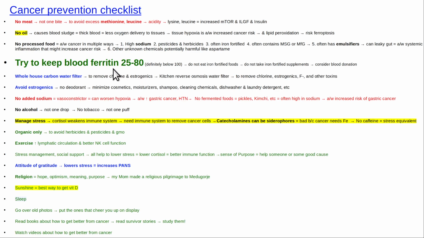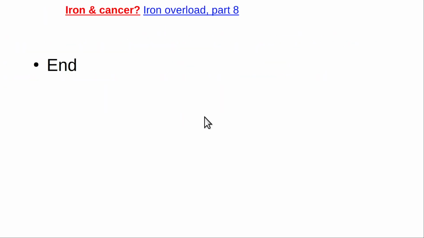Remember, we talked about a target goal of ferritin in the ballpark of 25 to 80. So you keep it down in that range. I would probably try to keep mine between about 25 to 60 if I had cancer, as a way to iron restrict. And these are all the other things we can do. We talked about this in other lectures to help slow down the growth of cancer. Okay, so that's it for the lecture, Iron Overload Part 8 as it relates to cancer.